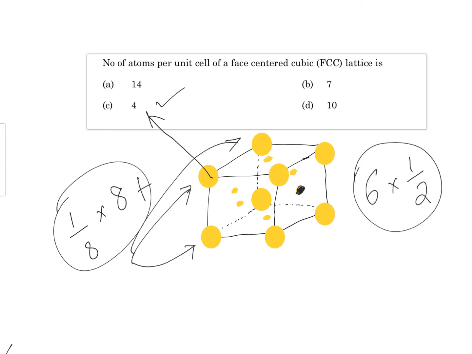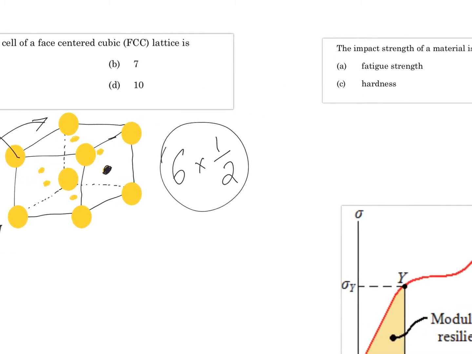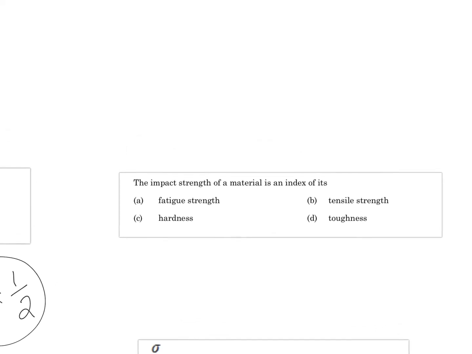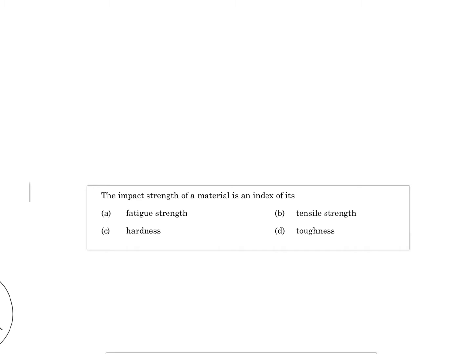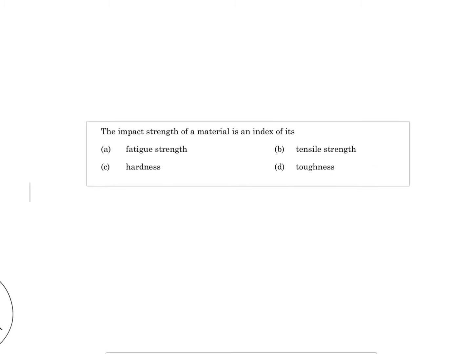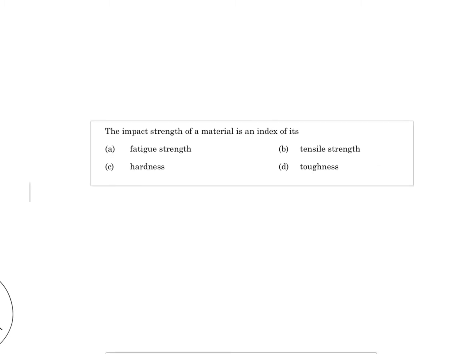Moving to the next question. See, before I move to the next question, even though you don't remember these numbers, try to bring in your logic and get the answer rather than just saying, "Oh, I forgot the value. Now I can't. I don't remember the number of atoms per unit cell and all those things." Try to use your logic and get the answer, even if you don't remember the exact value. Okay, now moving to the next question.